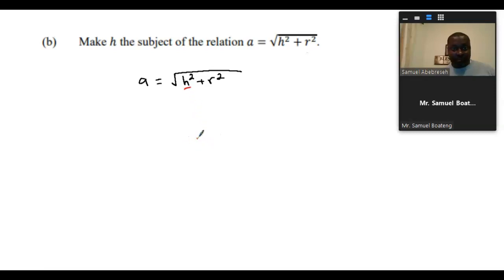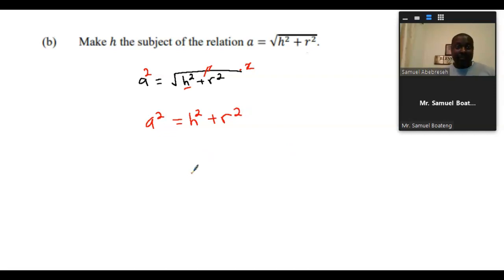So in the first place, H is under the square root. So what we can do is to take off the square root first. How do we take the square root? We can do that by squaring both sides. You square the left-hand side, and then you square the right-hand side. Now, when you do the squaring, the square root will be taken off. So you have on the left-hand side, A squared equal to H squared plus R squared.